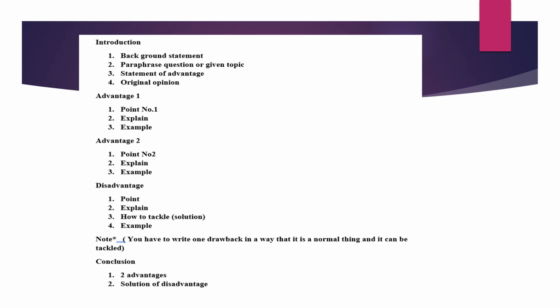For the conclusion, mention the two advantages and solution for your disadvantage in your conclusion paragraph. You can write advantage 1 and advantage 2 in a single paragraph or you can write them separately. So in total we are having 5 paragraphs. One is for introduction, 2 is for advantage 1, 3 is for advantage 2, 4 is for disadvantage and 5th one is the conclusion paragraph.